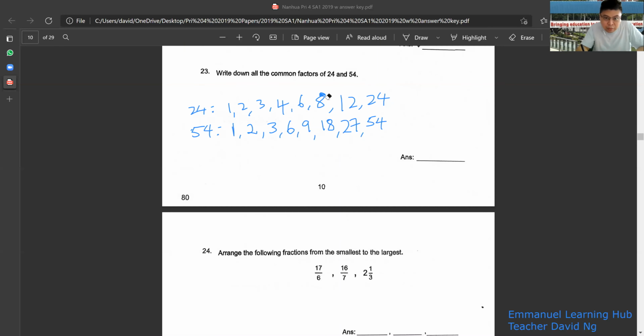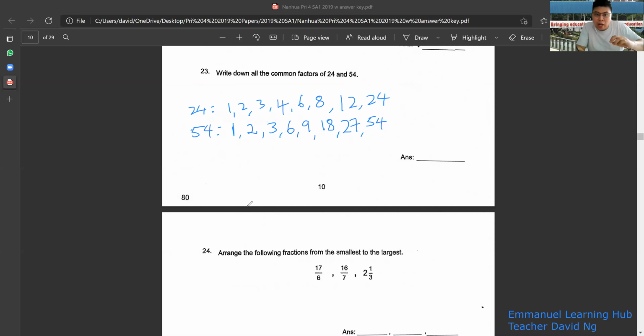Do you know why I insist on asking you to list out your factors in ascending order? So that you won't miss out on a factor. By the time you reach 6, you can ask yourself, what number times 3 gives you 24? Then what number times 2 gives you 24? Then you won't miss out on any of the factors.